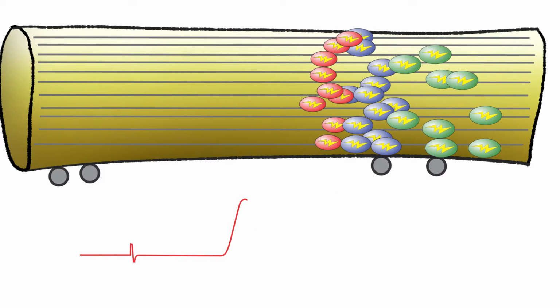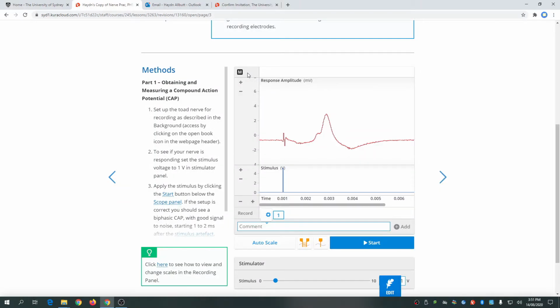Now, because of this distribution in conduction velocities, some action potentials are going to be arriving at the second recording electrode, while other action potentials are still arriving at the first recording electrode. So your job in answering this question is to have a think about what effect that's going to have on the trace that we're seeing displayed on the screen.